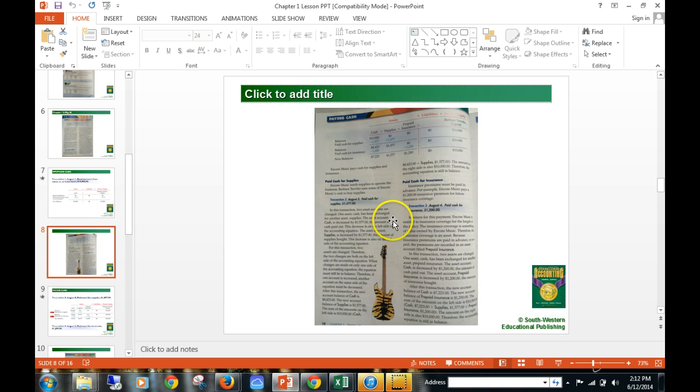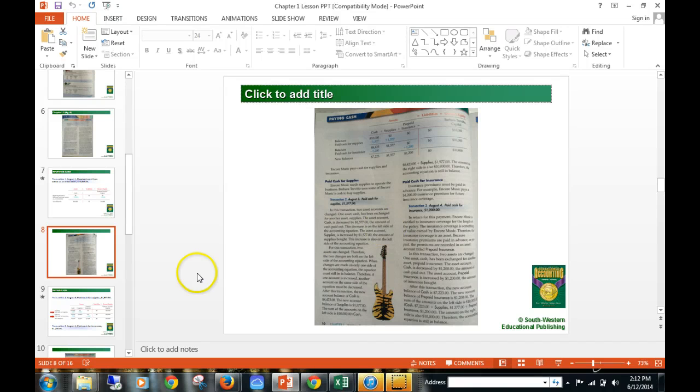So that is transaction 2 right here on page 10. Now let's look at transaction 3. It's very, very similar. Again, we're paying cash for insurance. Again, insurance is going to cover us if we have a loss, a fire, flood, tornado, etc. It'll be able to reimburse us for all of our assets that we lost.